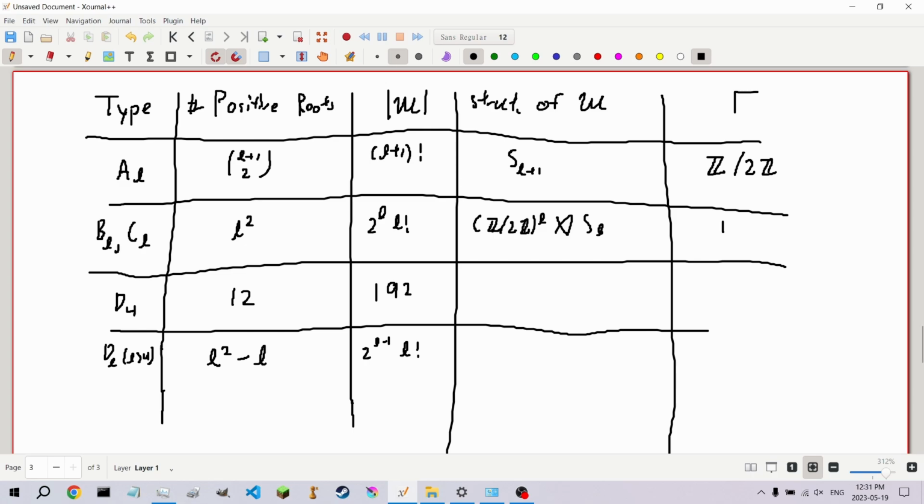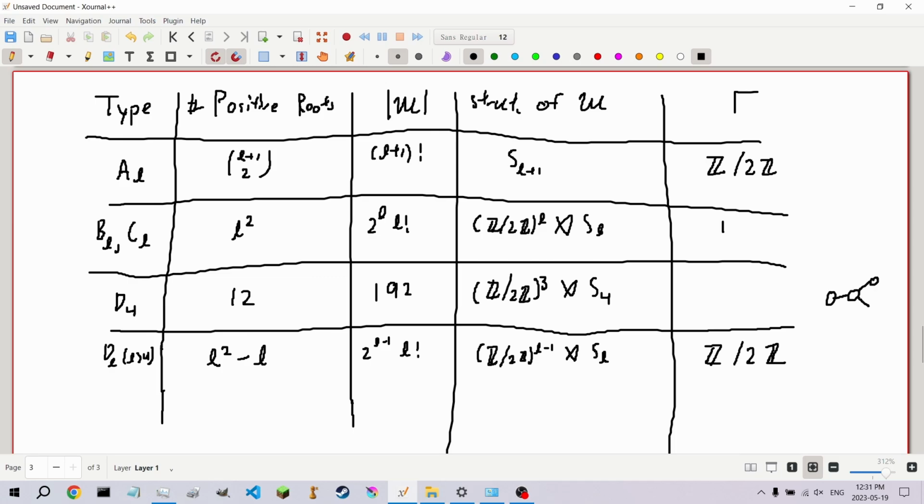The structure is going to be Z over 2Z to the L minus 1, semi-direct with S_L, as always. So in this case, it's just going to be Z over 2Z cubed, semi-direct product with S4. And here's the big difference. When L is at least 4, we just have 2 automorphisms, with the non-trivial one being swapping the elements at the end of our chain. When L is 4, though, we can permute any, because it looks like this, right?